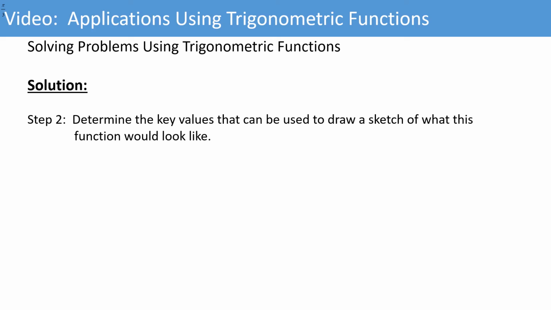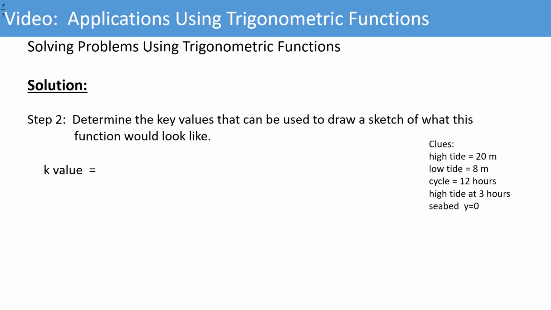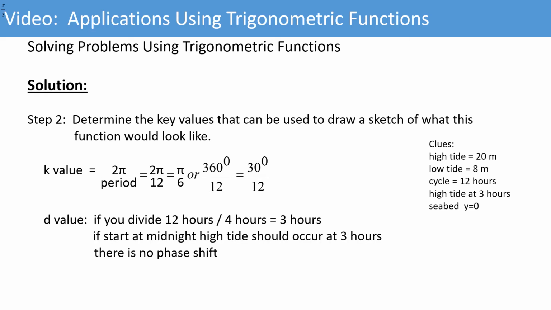Determine the key values that can be used to draw a sketch of what this function would look like. K value is 2 pi divided by the period, which would be pi over 6, or if we're working in degrees, 360 degrees divided by 12, which is 30 degrees. D value: if you divide 12 hours by 4, there's a quarter in every major time period, you would get 3 hours. So if you start at midnight, high tide would occur at 3 hours. There is no phase shift.